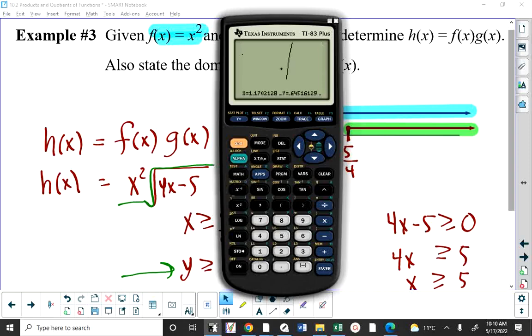Yeah, that does go down. 4/5, by the way, is 1.25. If I trace 1.25, it gives me a y coordinate. It's just so steep, my graphing calculator can't connect the dots.